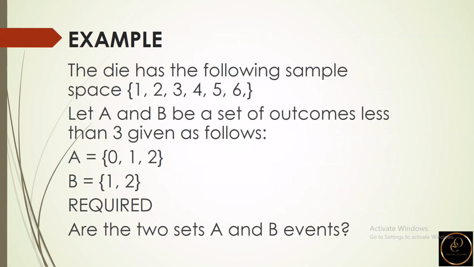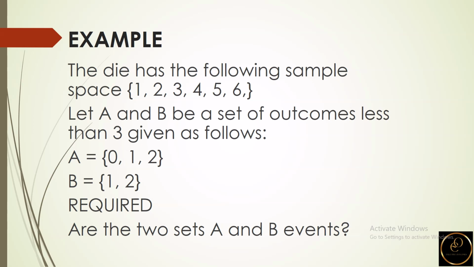Let's look at an example. In this case, I'm talking about a die. The die is one which is used maybe in playing games. It has a certain number of possible faces. There's a face with 1, another face with 2 dots, another face with 3 dots, all the way up to the face with 6 dots. So that's how it is.